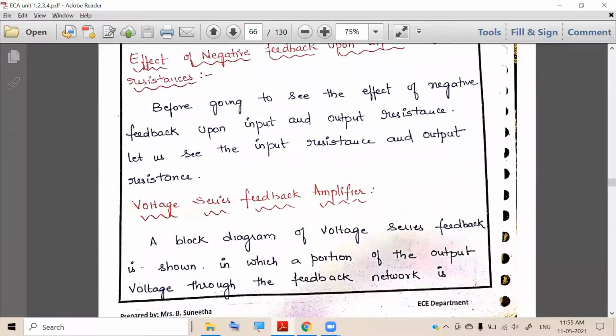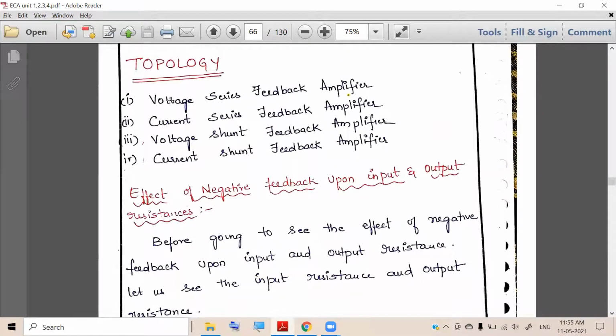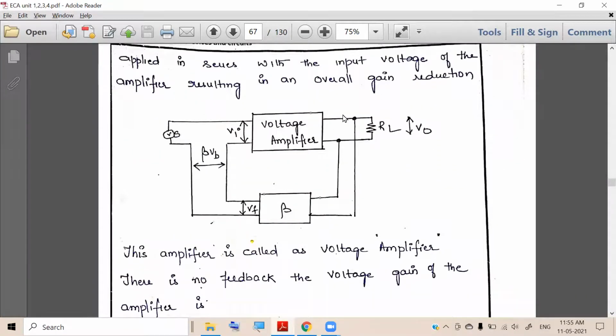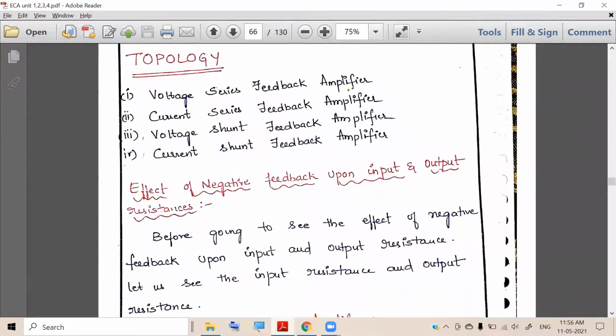See, always the first term represents what the connection at the output is. Feedback is always from output to input, isn't it? That is what feedback is. So in voltage series feedback, the first term, voltage, represents what the connection at the output is.